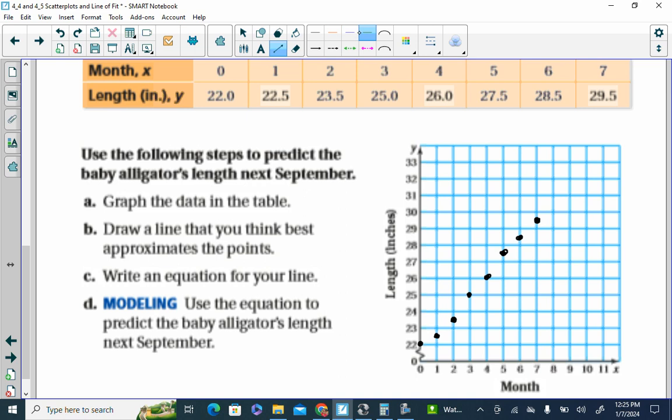So now we want to draw our line of fit. And you do your best to approximate points. All right, you do your best. And let's see, we want to come down here. We do our best with that, and we try to get the same number of points above and below the line.